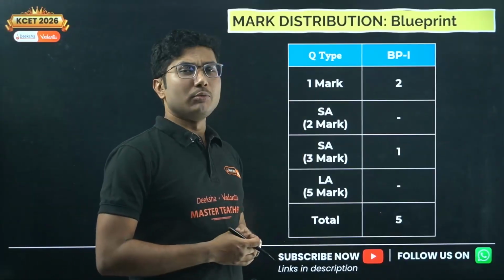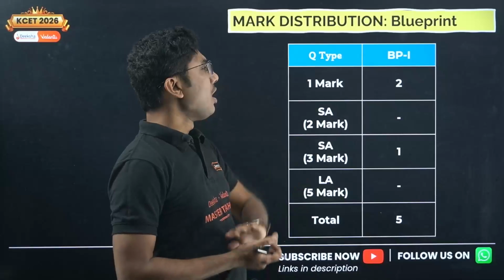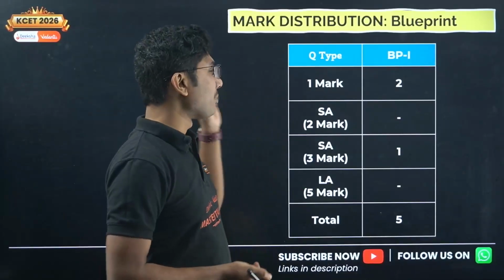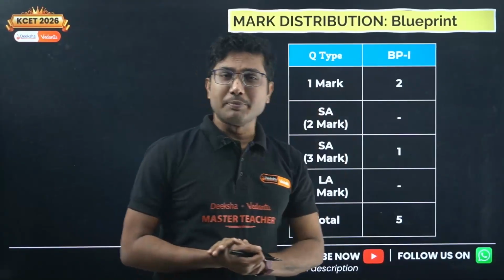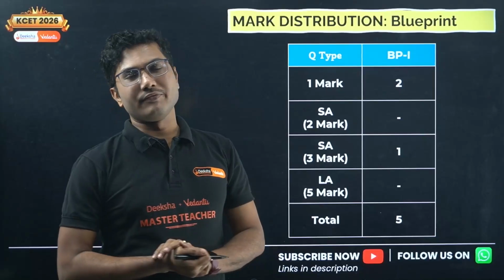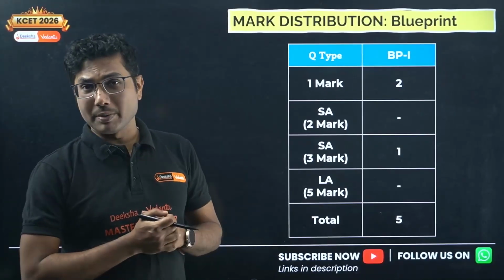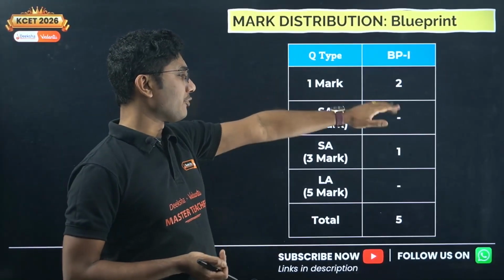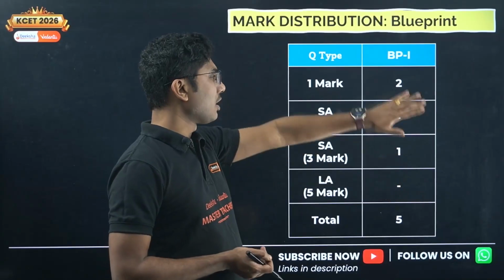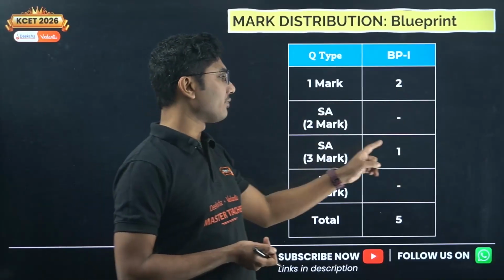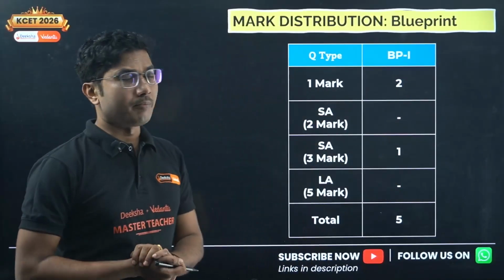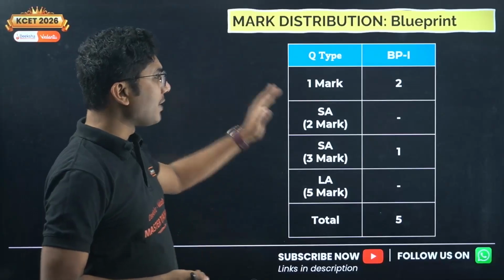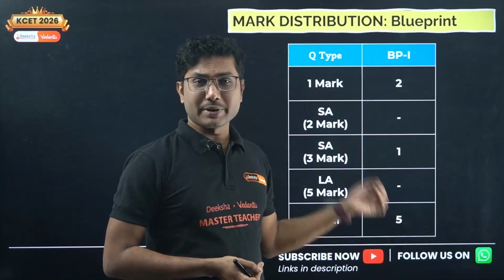If you look into the blueprint of this chapter, there will be two 1 marker questions. That means one of them will be an MCQ and one will be fill in the blanks, according to the 3 model papers shared. So that is the expected question. Also there is no 5 marker, no 2 marker question, only one 3 marker question is going to come from this chapter. So total 5 marks will be allotted for this chapter. This is an easy chapter.